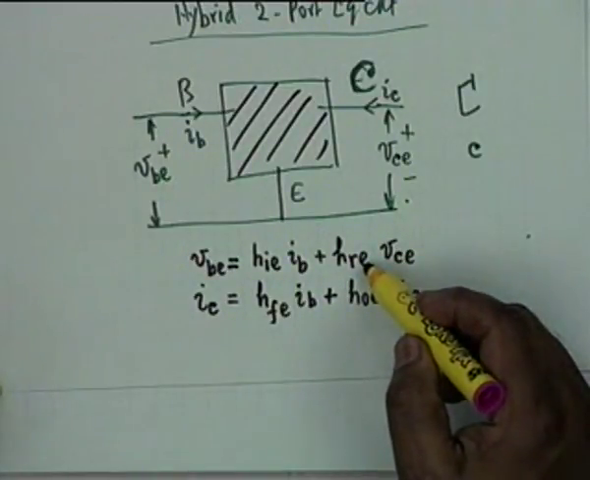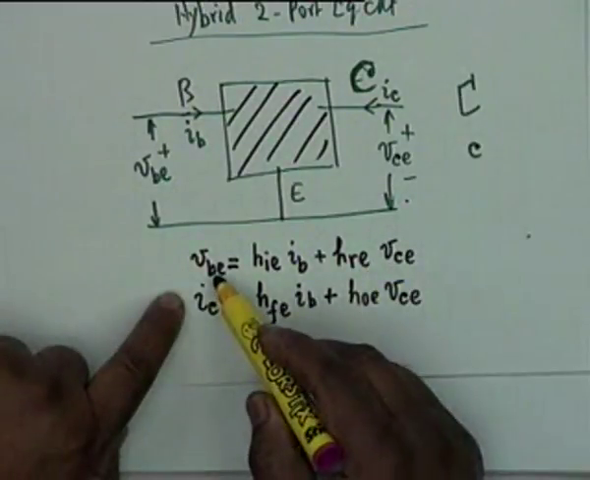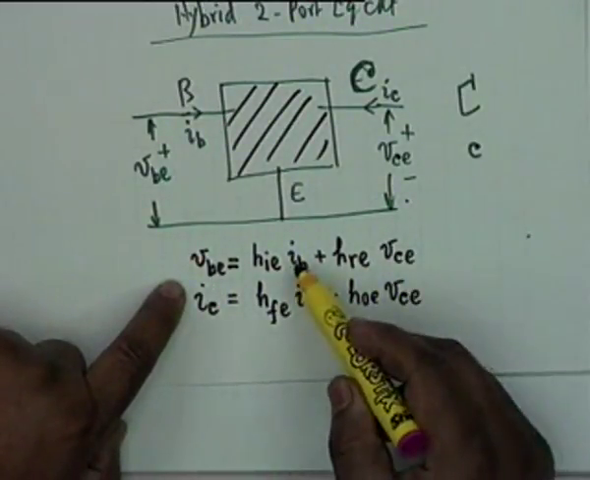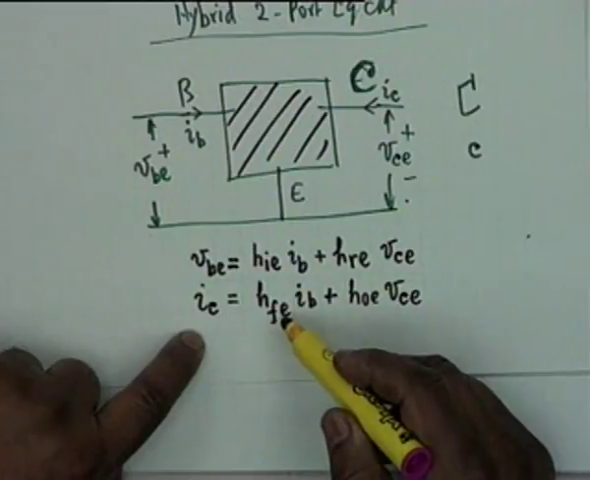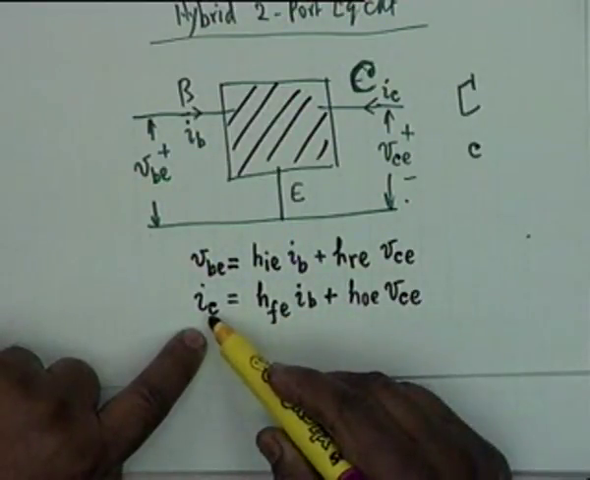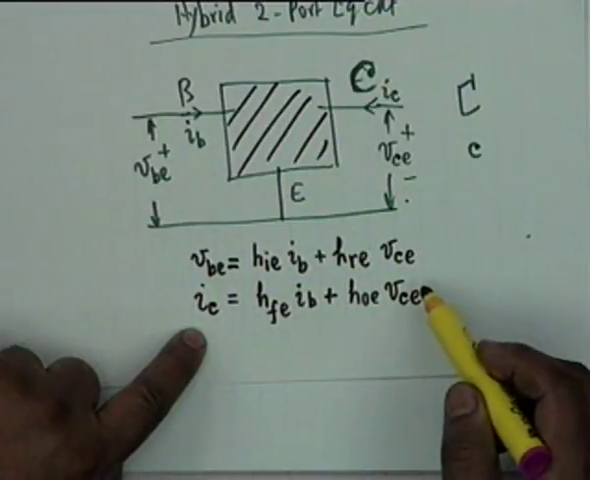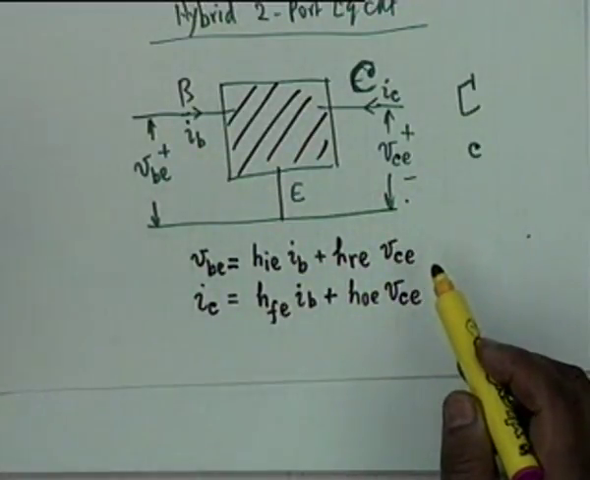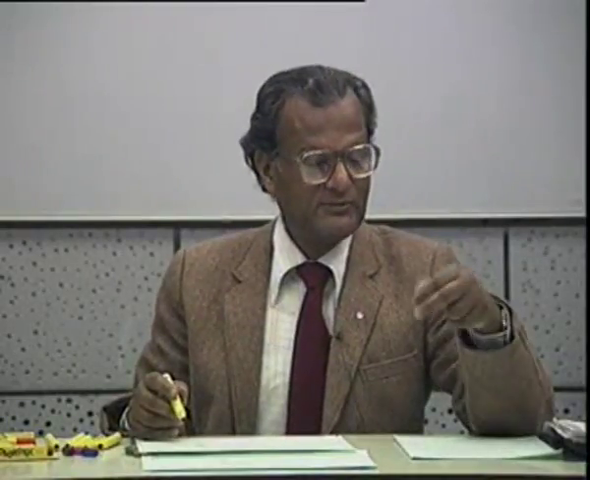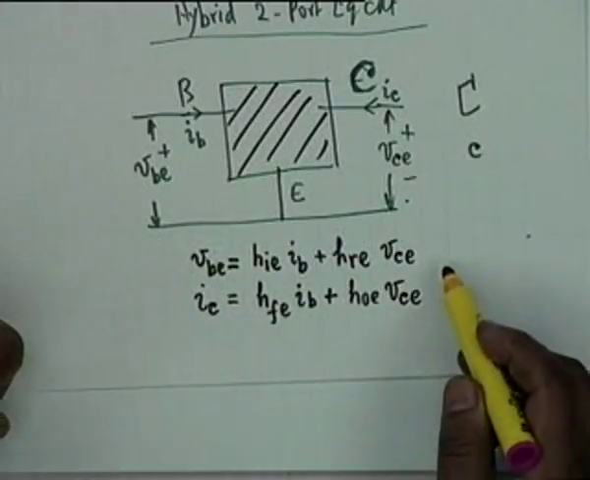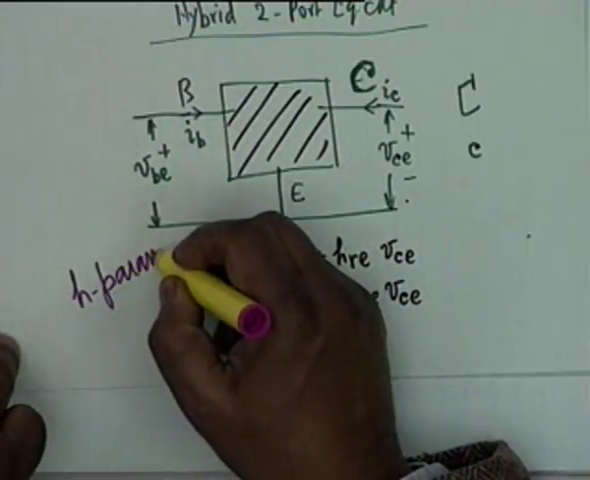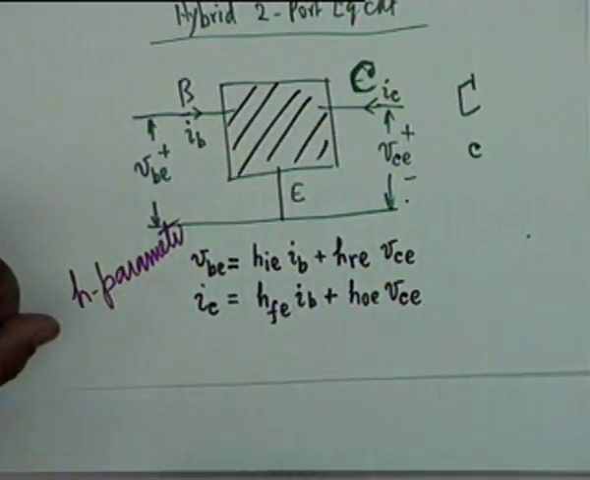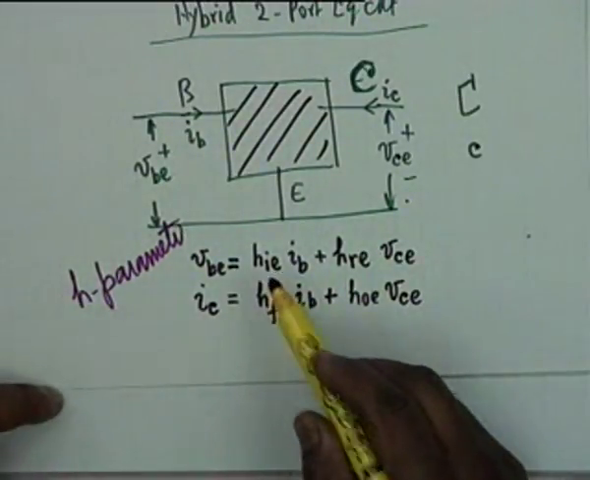HRE, as you can see, is a voltage transfer function. HRE is the ratio of VBE to VCE with IB equal to 0. Similarly, HFE is a current transfer function. HFE is IC divided by IB with VCE equal to 0. So you have all kinds of things. You have ratios of currents, ratios of voltages, ratios of voltage to current and ratio of current to voltage, and therefore this is a mixed set of parameters and it is called a hybrid set or H parameter description. Now I must explain the symbols, the subscripts.